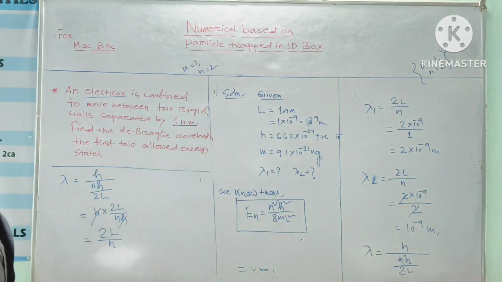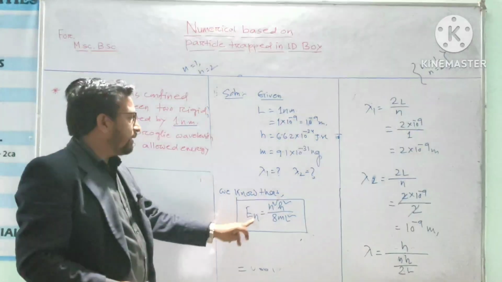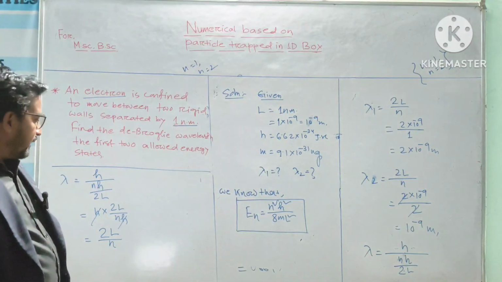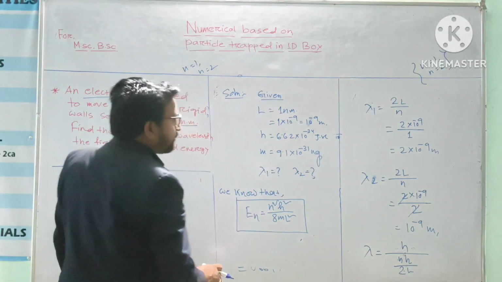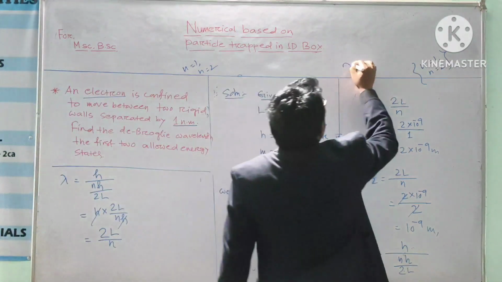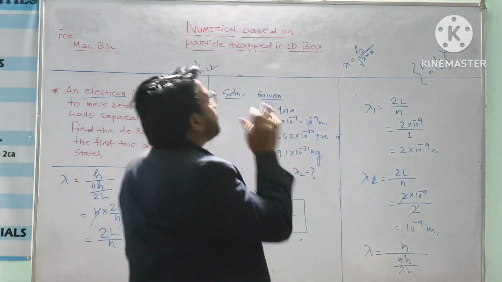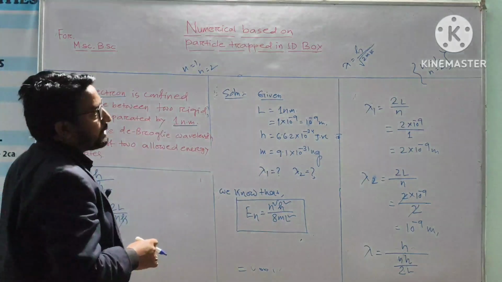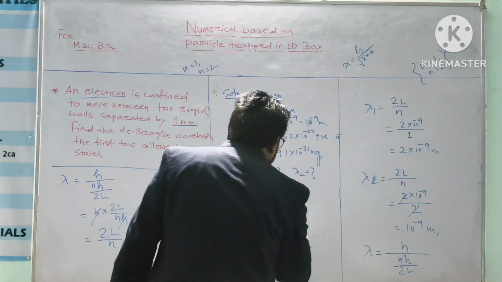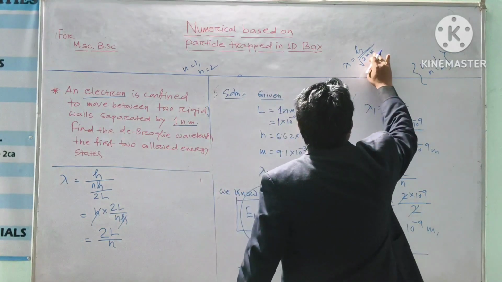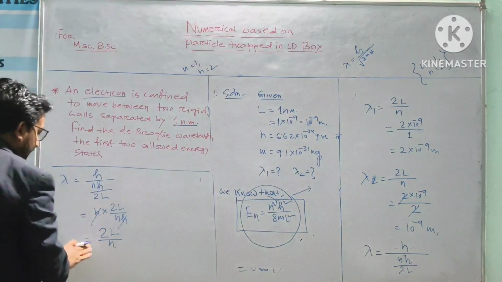We know the energy expression for a particle trapped in a one dimensional box: En equals n square h square divided by 8 m L square. We also know that lambda equals h by under root of 2mE. This is the mathematical expression of the de Broglie wavelength in terms of energy. So the value of En we can put in this equation. After solving this part, finally we get lambda equals 2L by n.